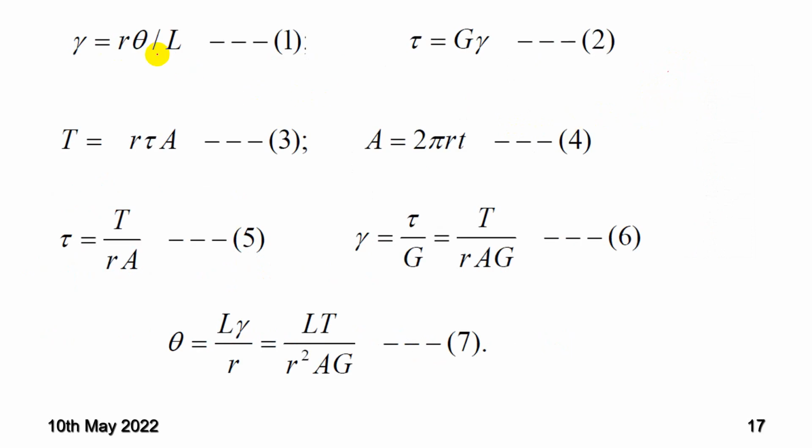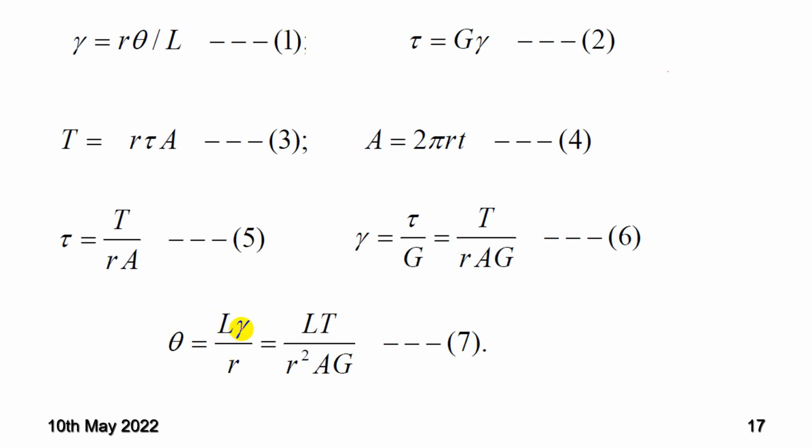Now gamma is equal to R theta over L, which we have obtained earlier. Then we have obtained this one recently. So tau is equal to T over RA, that is, shear stress is equal to torque over R into A. And on the other hand, we can get theta is equal to L gamma over R. So gamma is the strain, R is the radius, and L is the length.